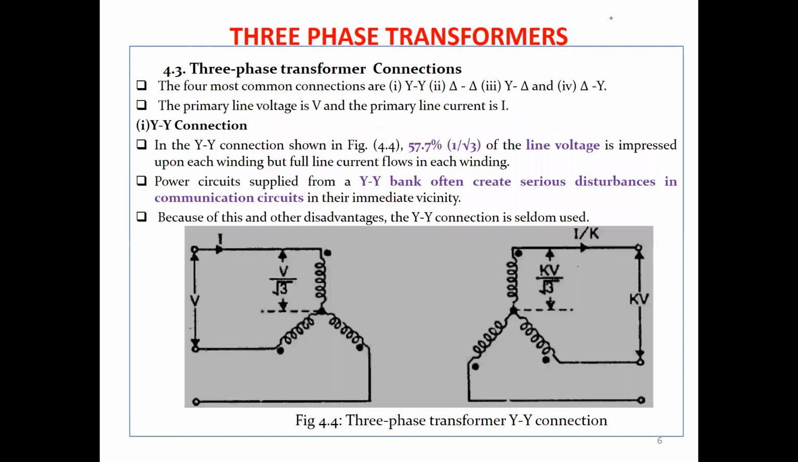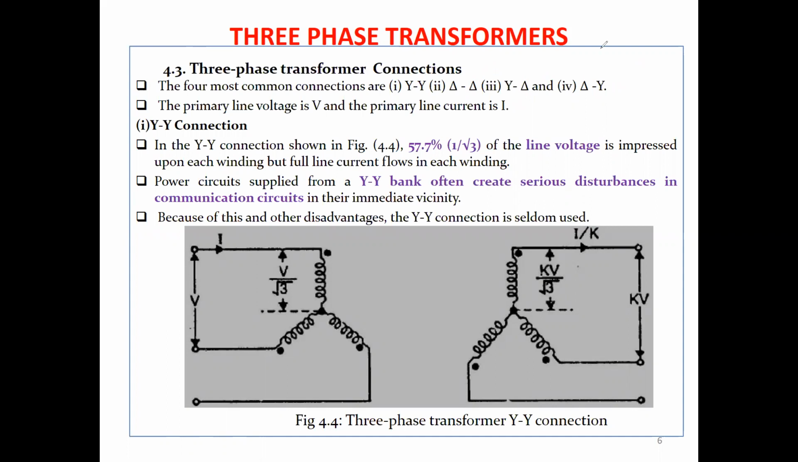So the four most common connections are: star to star, then delta to delta, then star to delta, and delta to star. Those are the main connections that are used in connecting a three-phase transformer. So it's not necessarily connecting in a star delta. You can connect in a delta star, a delta to a delta transformer, then a star to a star connection. Those are the main common connections in three-phase transformers.